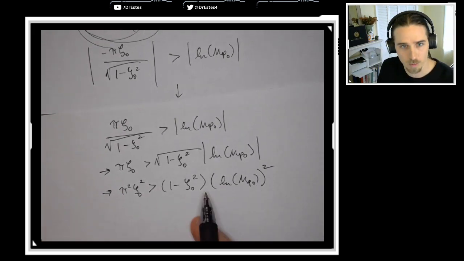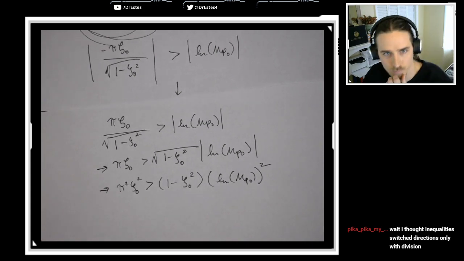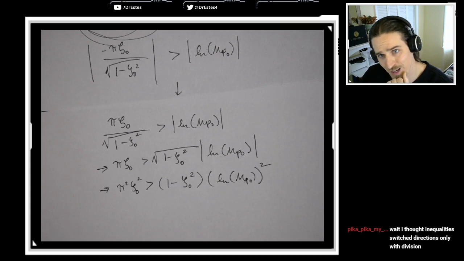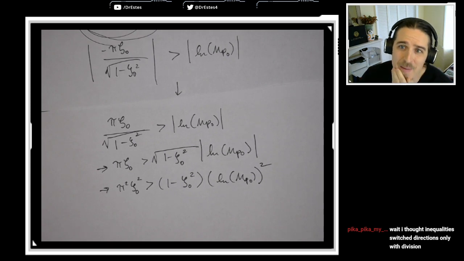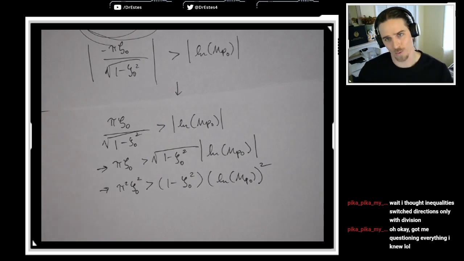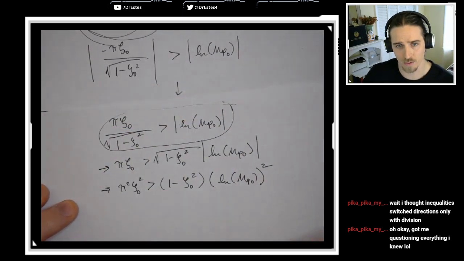And then I think from this point, nothing really strange happens in here. Wait, I thought inequality switched directions only with division. Well, that's what I'm saying. It gets tricky when there are restrictions on the amplitude of certain variables, and if things can be negative. So basically I'm trying to transform this into a more straightforward inequality by making things positive and absolute value and so on.